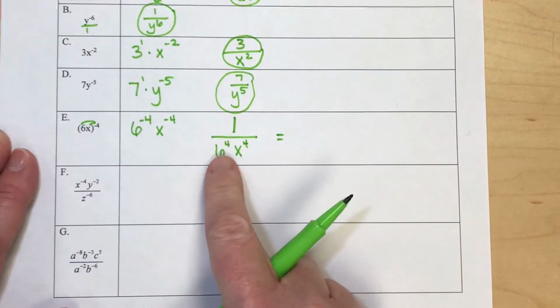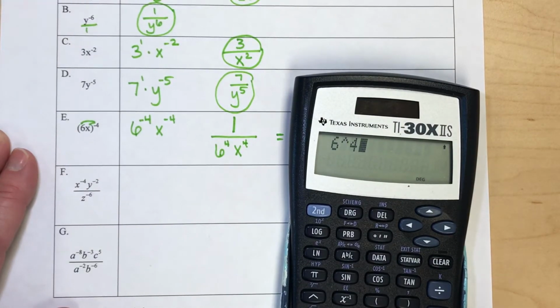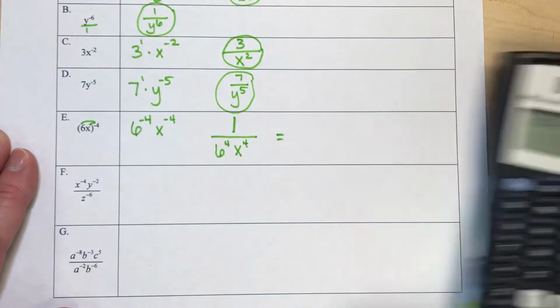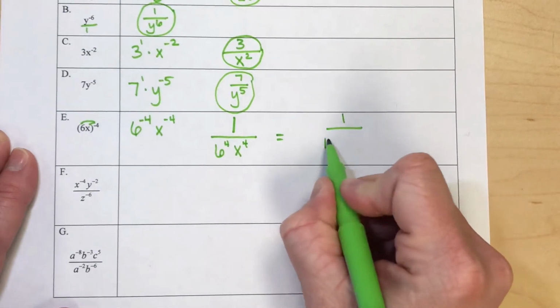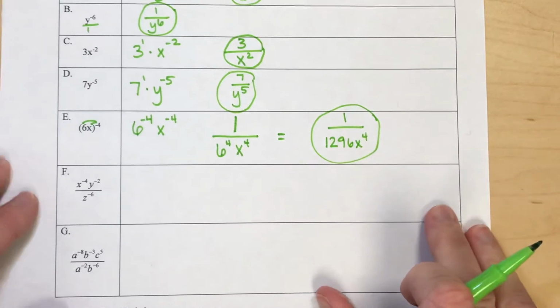So let me just fix this. 6 to the 4th power, definitely need a calculator for that. 1,296. So let me simplify here. 1,296 x to the 4th. And there's our answer here.